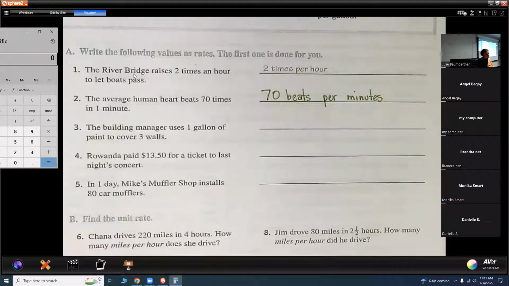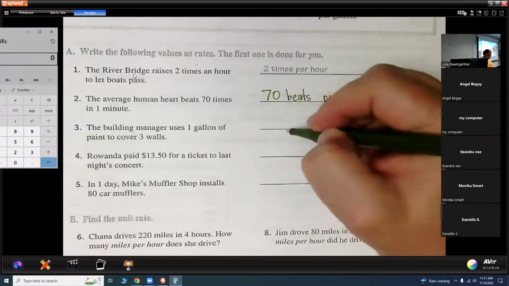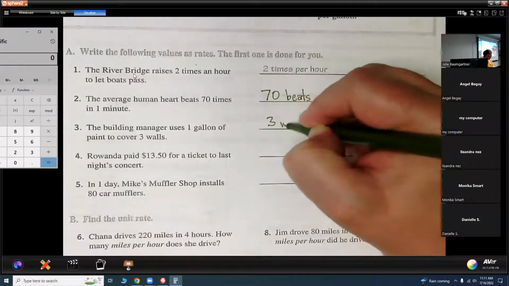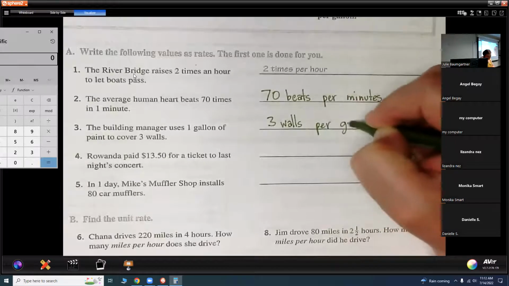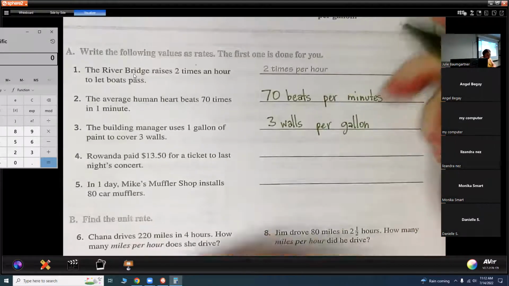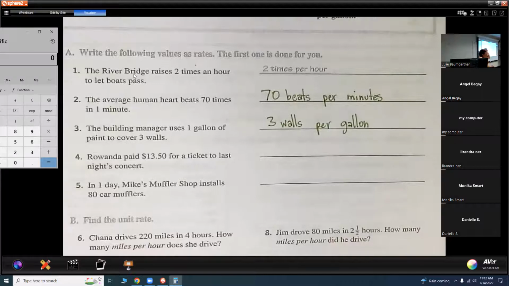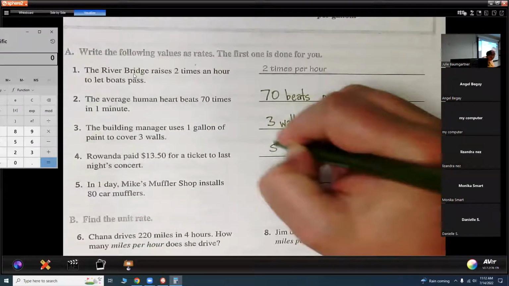So what would that be as a rate? Remember, the 1 needs to be the bottom part of the ratio, the second part. I guess 3 walls per gallon. Yep. 3 walls per gallon. Rwanda paid $13.50 for a ticket to last night's concert. Pretty easy, right?